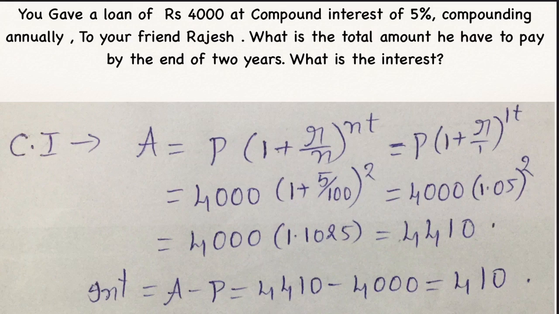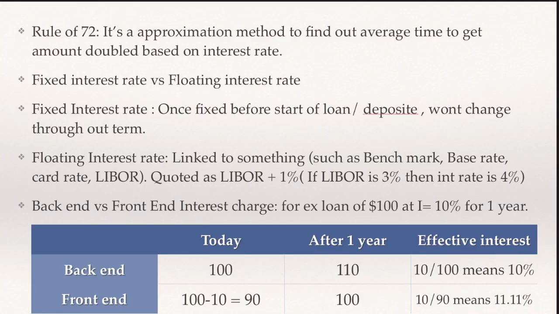So P into (1 plus R) to the power of T. So 4,000 into (1 plus 5 by 100), R is 5%, that means (5 by 100) whole square. So finally we got 4,410 rupees. So what is the interest? If you deduct principal from the total amount paid, you get the interest. Amount minus principal is equal to 4,410 minus 4,000. That means 410 rupees is the interest. Very simple.